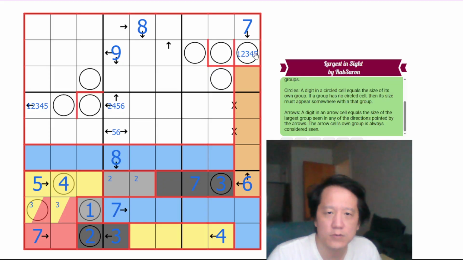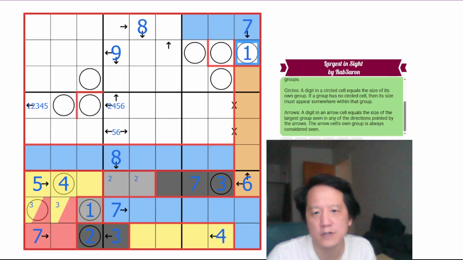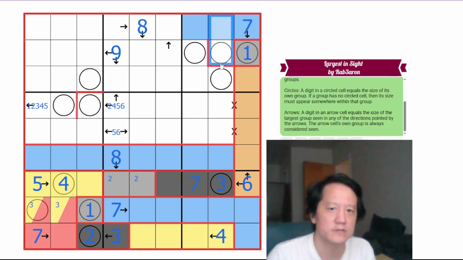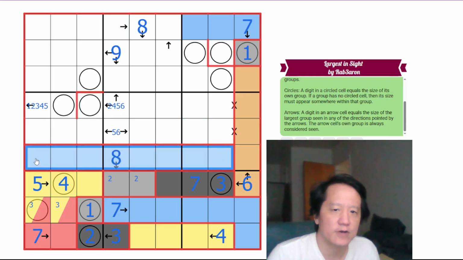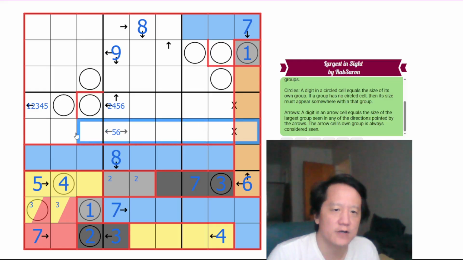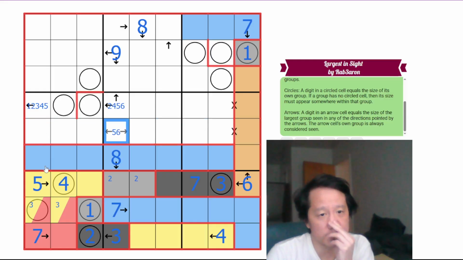3 is here. This is size 5. So this must be size 1, because this has to see a size 6 region. None of these are size 6, so it has to be here. So this must be size 1. This is a size 6 region. It could include that, so that could very well be the case. This sees a size 8. That's fine. This sees size 5. It could be 5 or 6 here. This can't be 5.